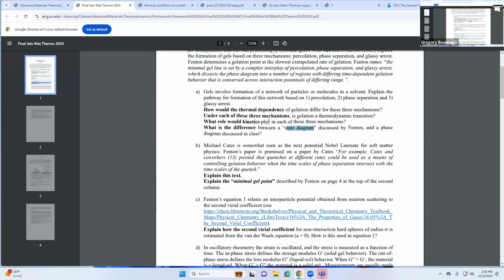And then this guy Cates is popping up all over the soft matter field. Anyway, he's quoted in here, and in fact, a lot of this paper is based on a paper by Cates. Cates is a guy at Cambridge in England. He did his PhD with a Nobel laureate, and he's kind of in line for a Nobel himself.